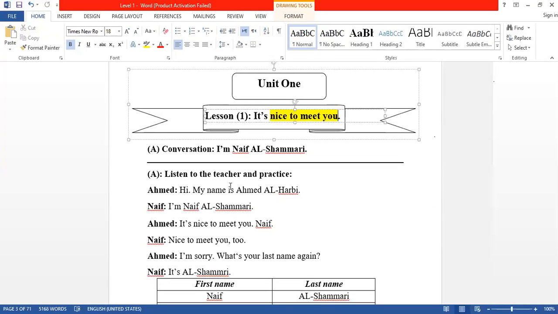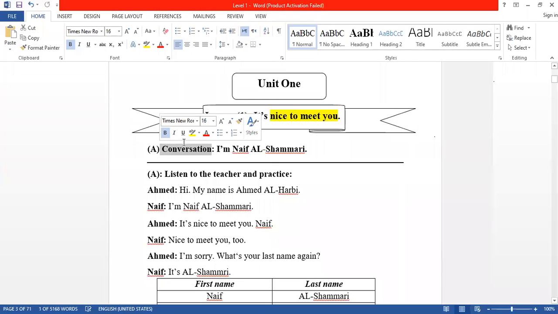Here in this lesson, we have a conversation. Know the meaning of this word, conversation. The conversation here means dialogue, or an informal talk involving a small group of people or only two. Conversation or dialogue, an informal talk involving a small group of people or two persons.